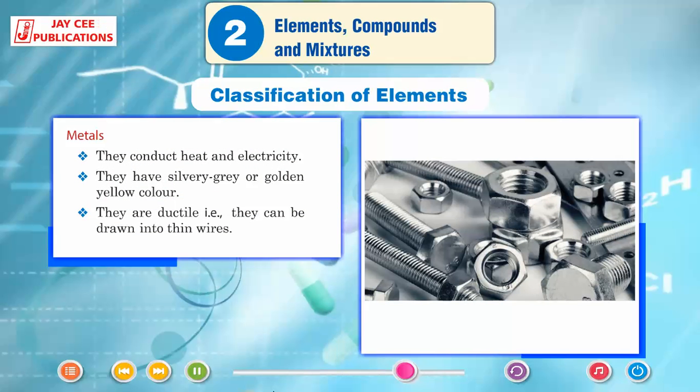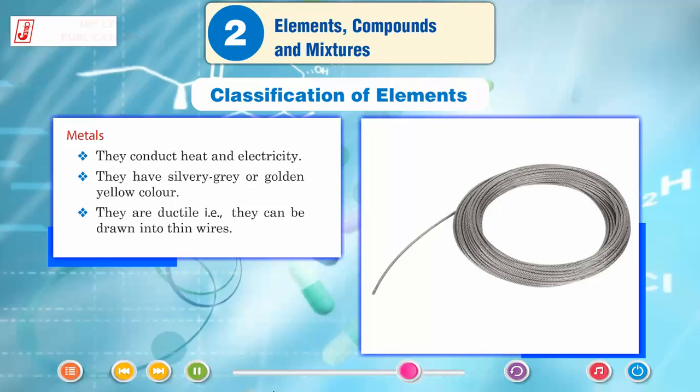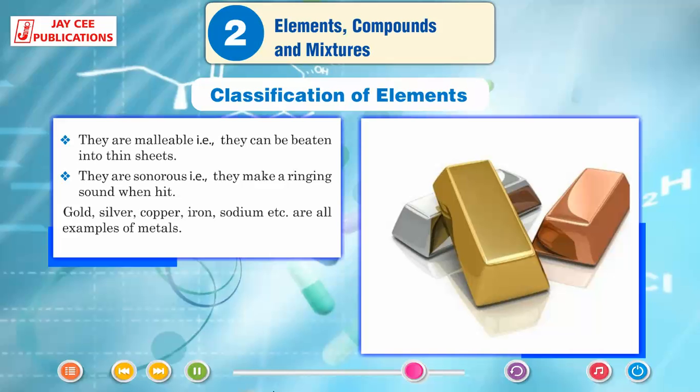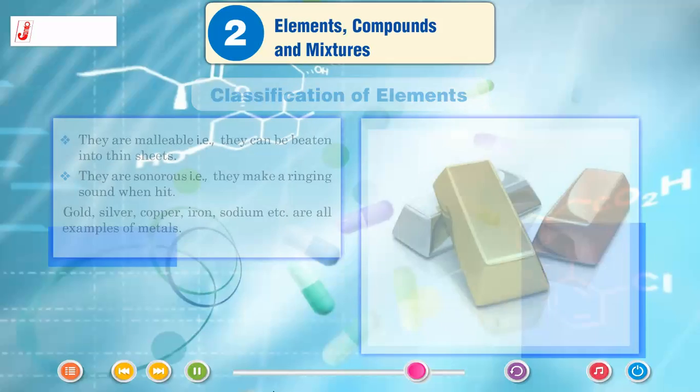Metals. They conduct heat and electricity. They have silvery grey or golden yellow color. They are ductile, that is, they can be drawn into thin wires. They are malleable, that is, they can be beaten into thin sheets. They are sonorous, that is, they can make a ringing sound when hit. Gold, silver, copper, iron, sodium, etc. are all examples of metals.